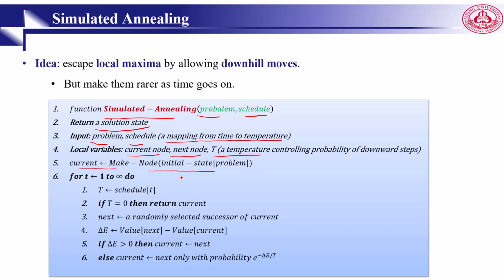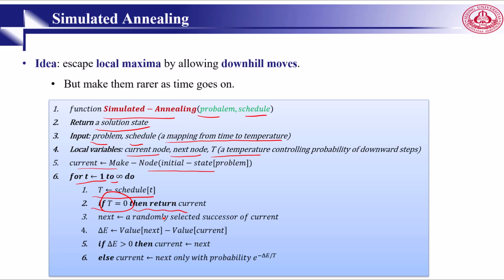Then we go into the loop, for t from 1 to infinity. Infinity doesn't work everywhere, so it doesn't mean we go to infinity. We will stop when the temperature T is equal to 0. Then we update the temperature and set T equal to schedule of t. When T is equal to 0, we stop.